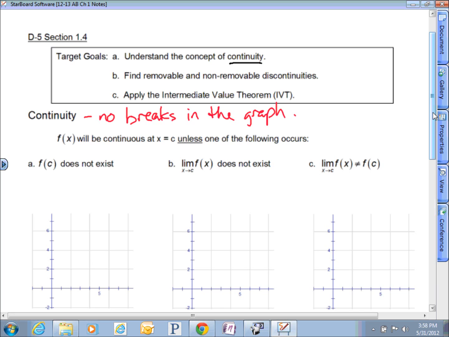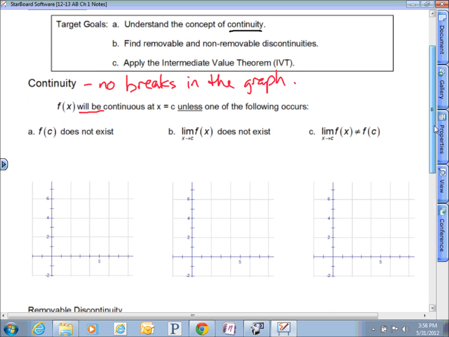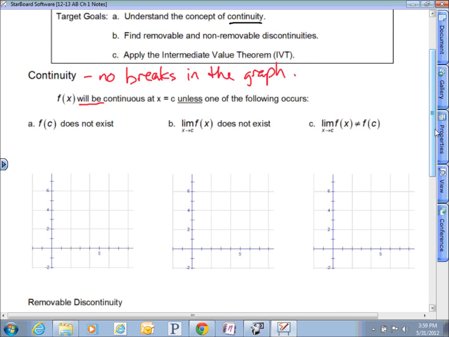So what we have to do is make the assumption that functions will be continuous unless we find an exception, and that's really what's going to happen. Most functions are continuous most places, especially the ones that we deal with, but we need to look for exceptions. That's really what we're trying to do. So some exceptions. F of c doesn't exist. Well, what that would mean is if I go to, let's say, c, we're going to call c that generic x value. Functions will be continuous at x equals c unless we find one of these things.